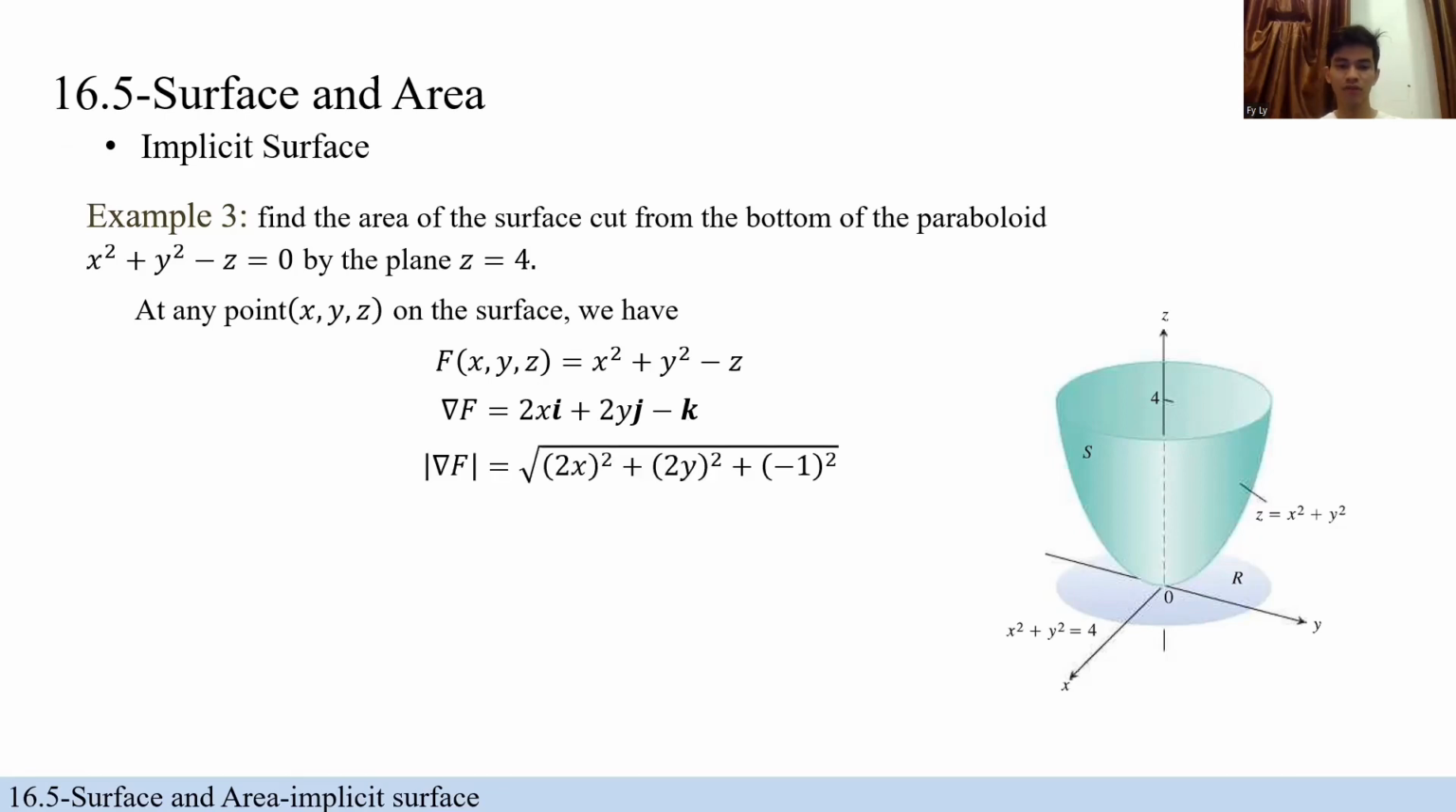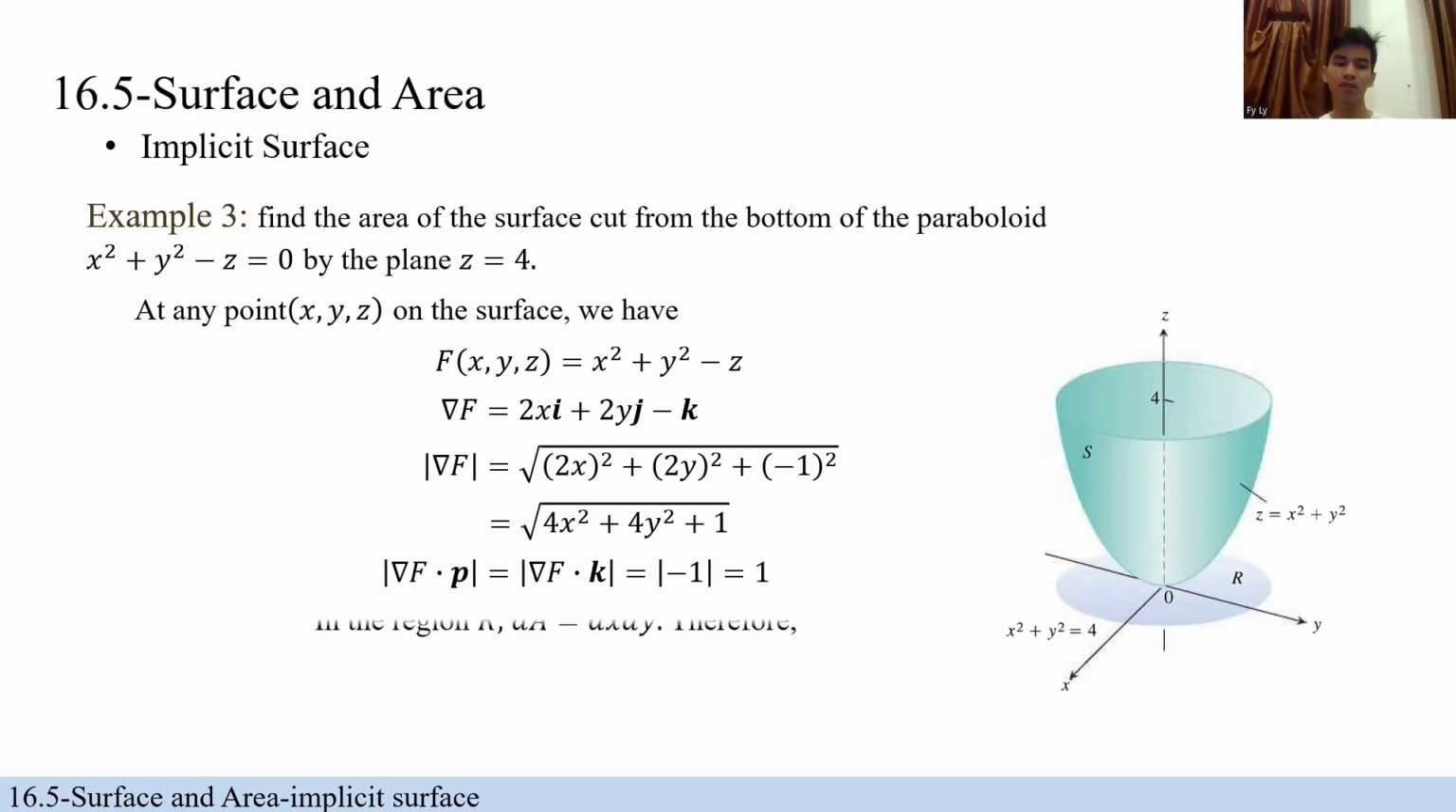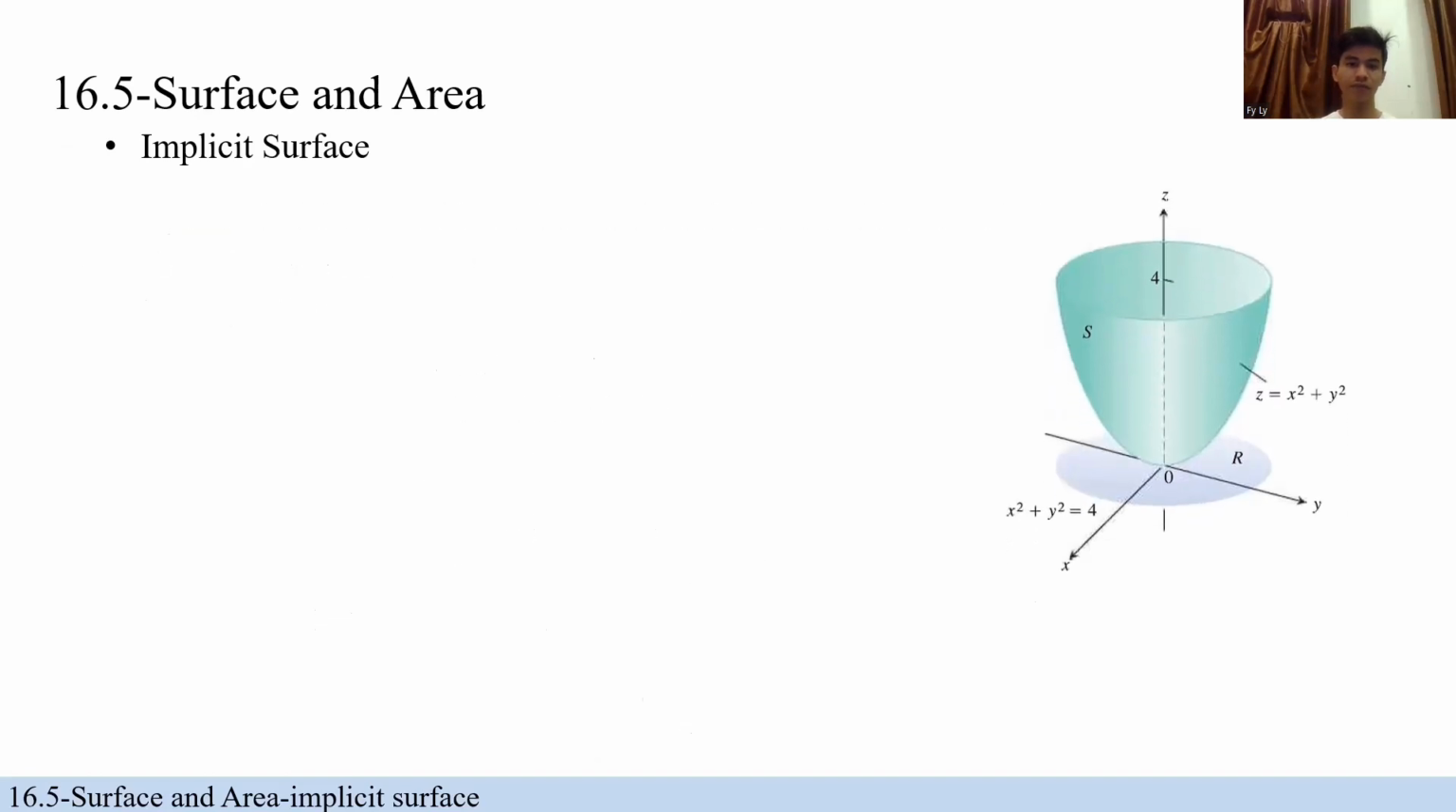So the magnitude of the gradient is equal to the square root of 4x squared plus 4y squared plus 1. And the magnitude of gradient dot p is equal to 1. And the region, dA, is equal to dx dy. Therefore, the surface area is the double integral over the region of the magnitude of gradient f over the magnitude of gradient f dot k, dA.